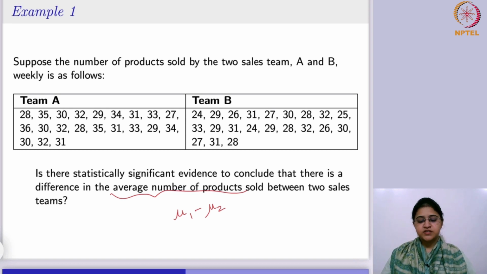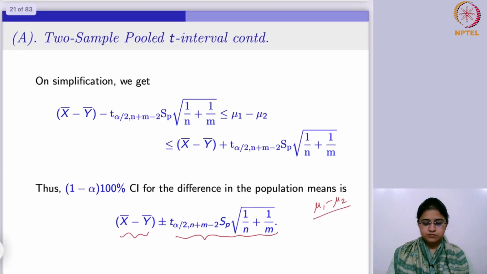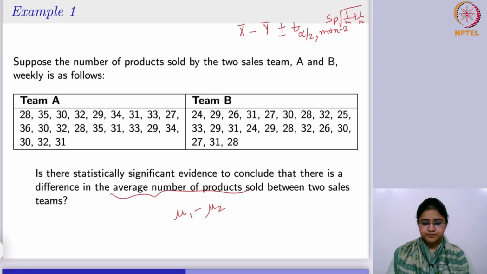So you have to find out the interval estimate for this first, and then we will see what the conclusion should be. What are the observations? You need x bar minus y bar plus minus t alpha by 2, with m plus n minus 2 degrees of freedom, and then sp into the square root of 1 over m plus 1 over n.